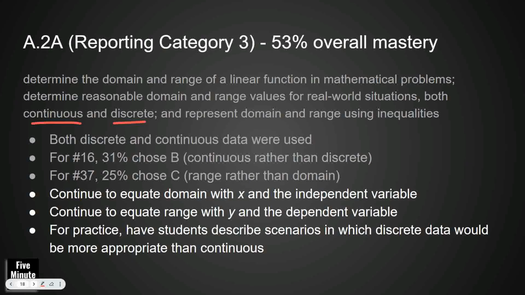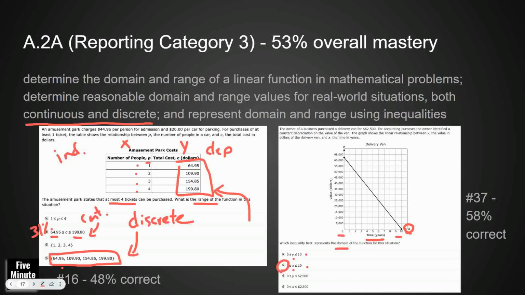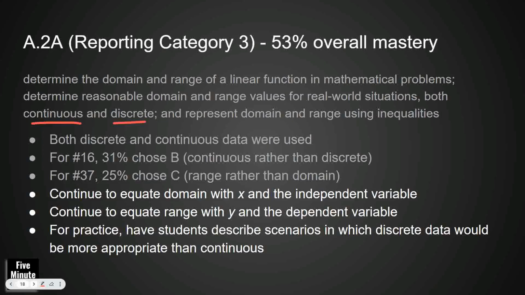And then for number 37, we had 25% of our students choose C, and that's the range. I mean, it's listed right there as the domain is what we're looking for, but some students are still focusing on the range rather than the domain when they need to be looking at just one or the other. And so that's just a continuous challenge. So we need to identify domain or range. Then we have to identify, is it continuous or discrete? So there's really 2 parts that we need to focus on.